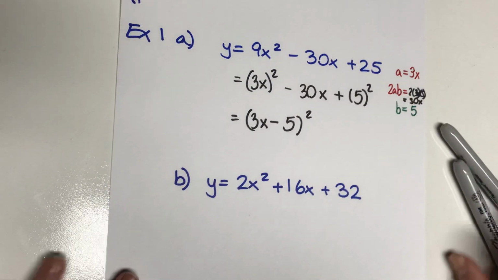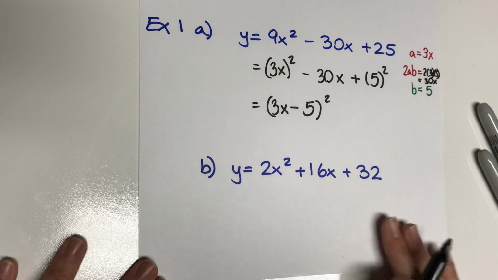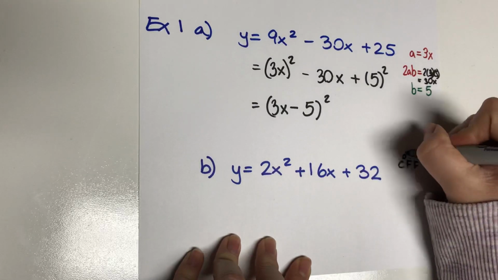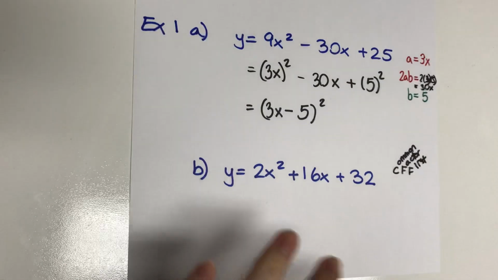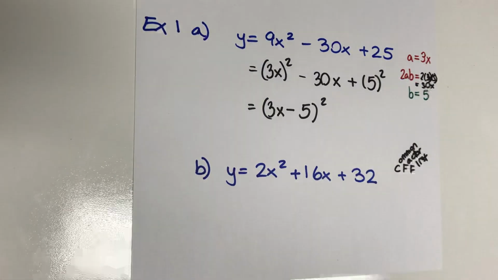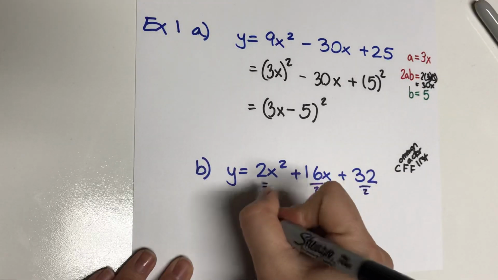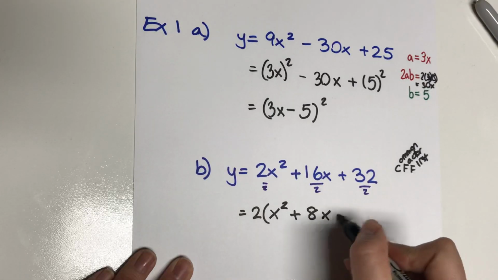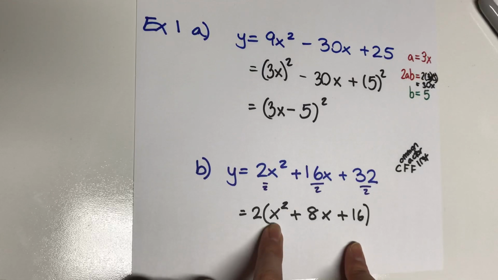Whenever you have a trinomial that you're factoring, the first step is always to see if there's a common factor. We always common factor first. CFF, common factor first. So I'm first going to notice that all of these are even numbers, which means I can actually simplify and divide them all by 2. So I'm going to factor out the 2 to the front, and I'm left with x squared plus 8x plus 16.